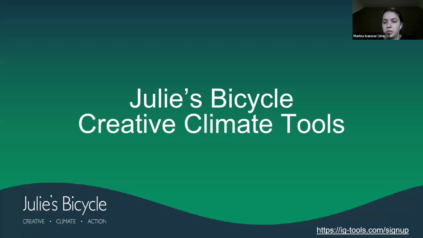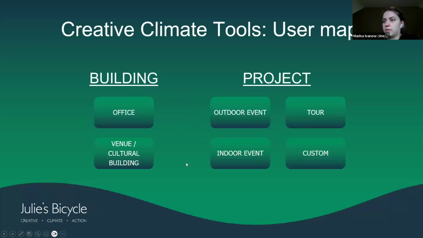So if we just go through what we've just seen, we've just looked at the venue and cultural building footprint. In terms of the other footprint reports available, we've got the office, outdoor event, and indoor event, which are largely similar to the footprint that I've just shown you in terms of the tabs and the information required.